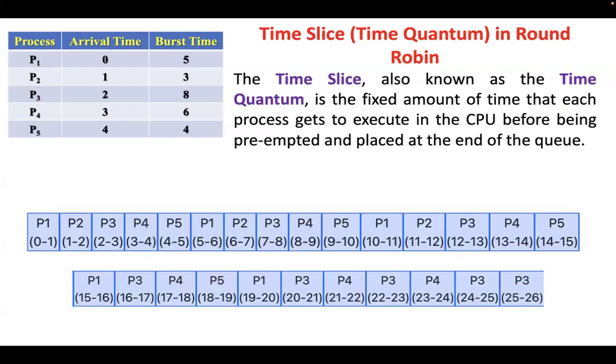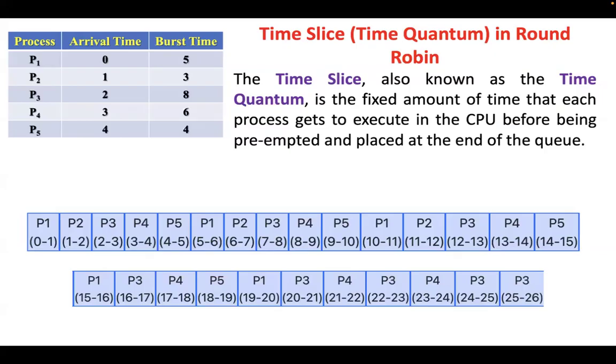So P2 finishes its one time unit, out of the burst time for P2 of 3. Now at 2, it sees that P3 has arrived. So P1 and P2 have to wait now. P2 is preempted, and P3 is given a chance. Similarly, P4 and P5 are given a chance. So one cycle is completed.